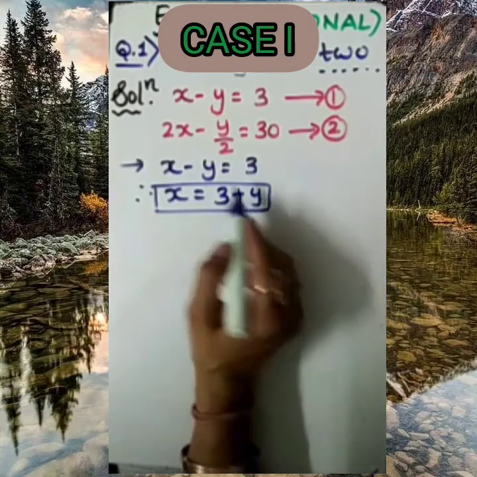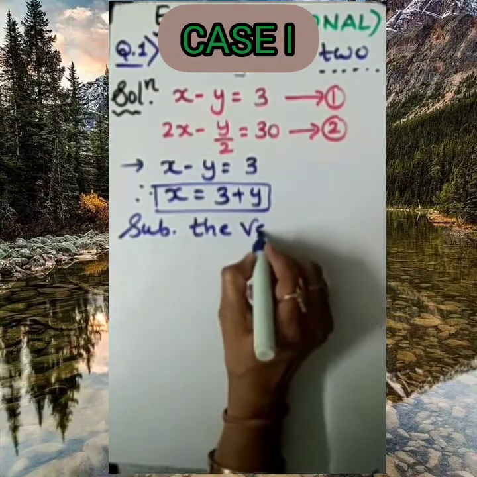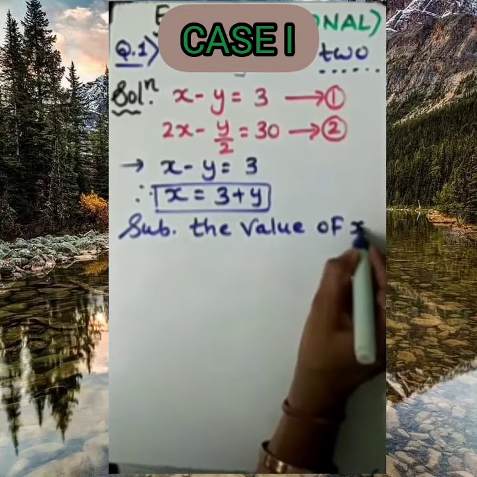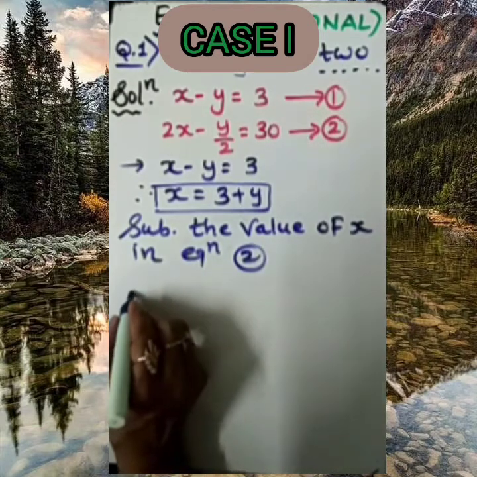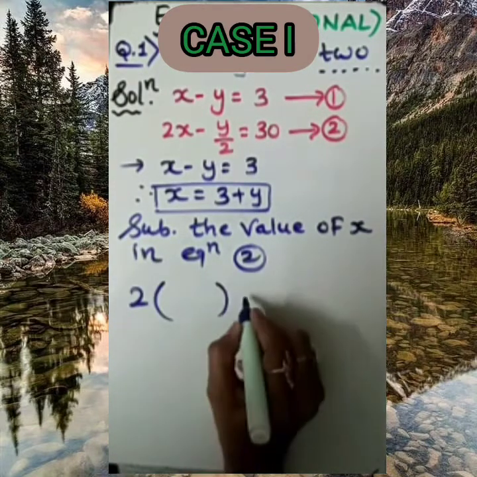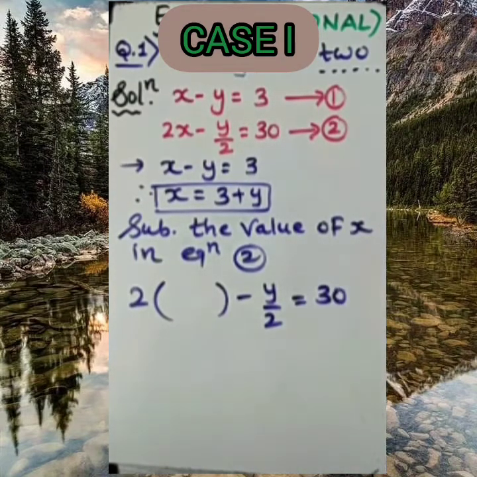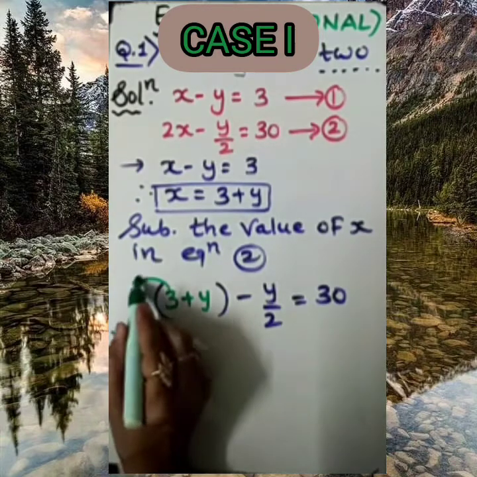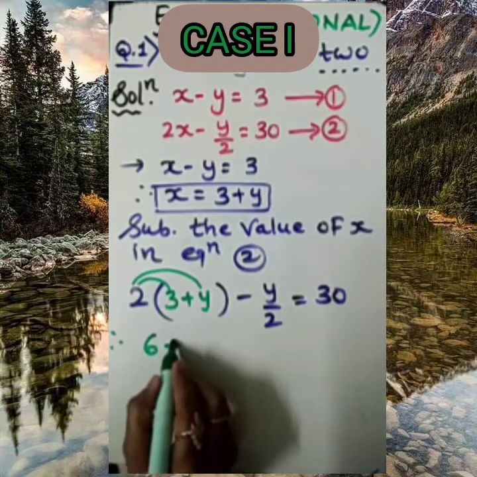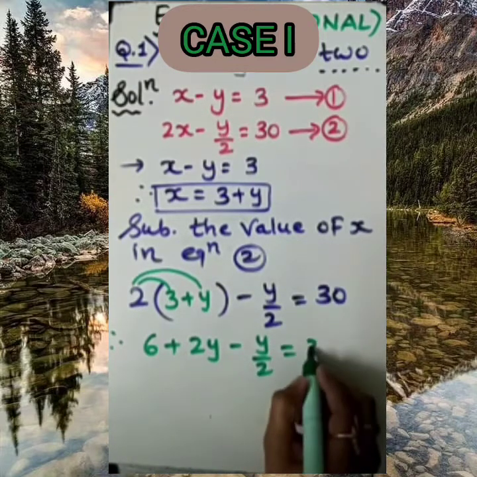Now this value of x we are substituting. So we need to write substituting the value of x in equation number 2. Clear? So let's see, in place of x we will write the value: 2x minus y by 2 equal to 30. Okay, what is the value of x here? The value of x is 3 plus y. Fine. So let's multiply. We know how to go with that. 2 into 3, 6. 2 into y, 2y. Minus y by 2 equal to 30.